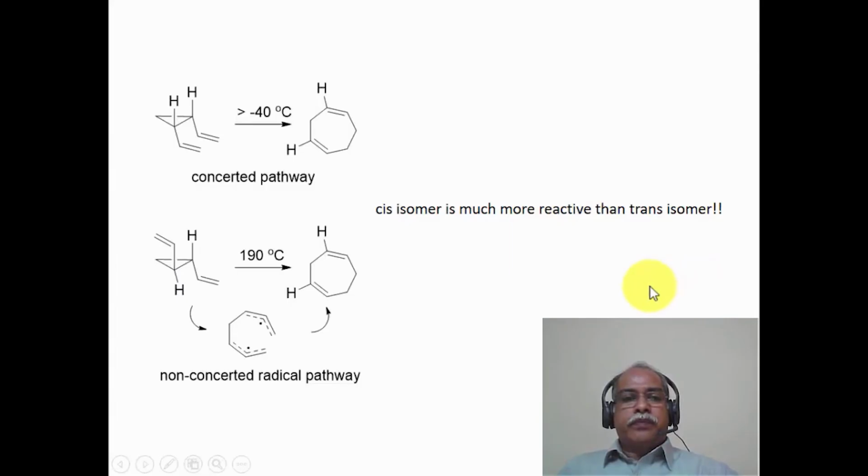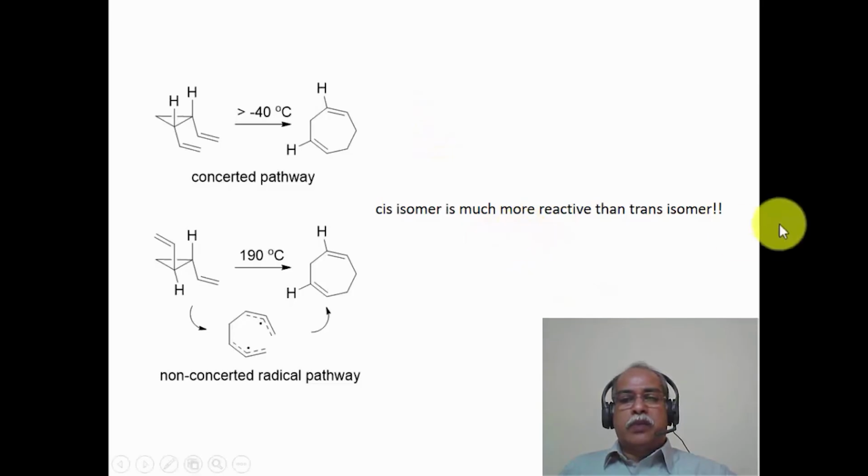Now, this is a very interesting example of a 3,3 sigmatropic rearrangement. This is cis-divinylcyclopropane. There has been a lot of attempt to prepare the cis-divinylcyclopropane, but it is highly unstable. Even at minus 40 degrees or so, it undergoes a concerted 3,3 sigmatropic rearrangement because of the close proximity of the two double bonds, as well as the release of the ring strain of the three-membered ring, resulting in the formation of a hexa-1,4-diene kind of system in the product stage.